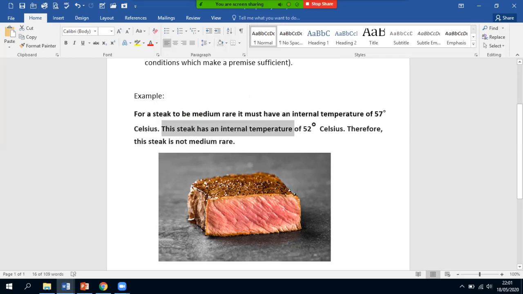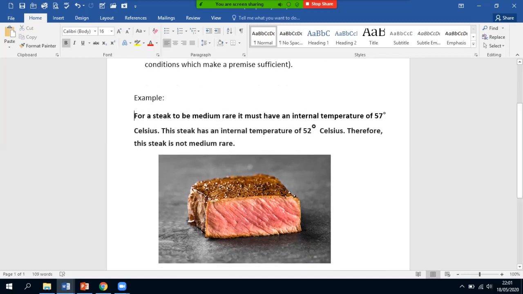This steak has an internal temperature of 52 degrees Celsius, so presumably you've used a thermometer to do that. Therefore, this steak is not medium rare. So we've got the accuracy here, in that we've got the temperature of the steak, and we've got the statement that we need to have an internal temperature of 57 degrees Celsius. And they're both relevant, because for a steak to be medium rare, it must have an internal temperature of 57 degrees Celsius.